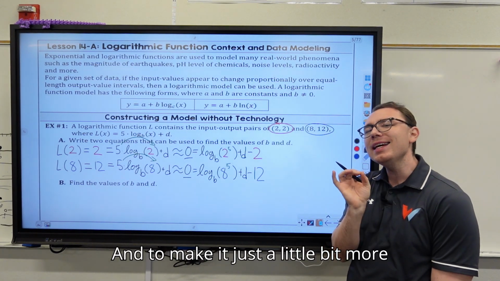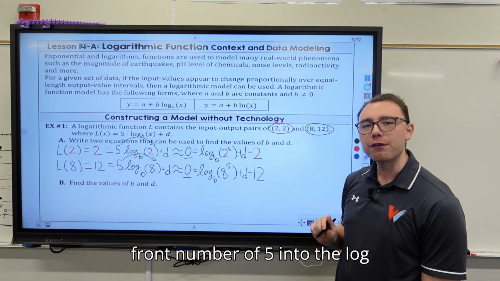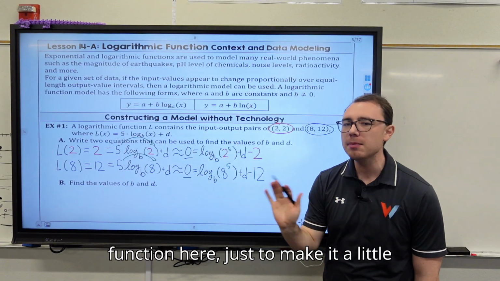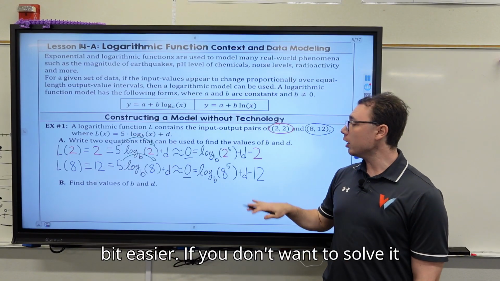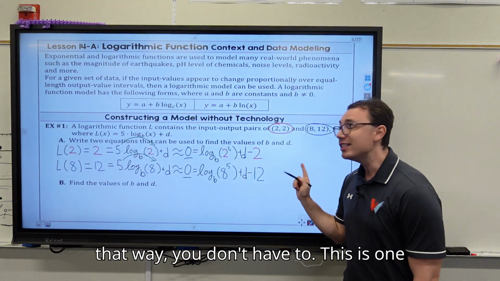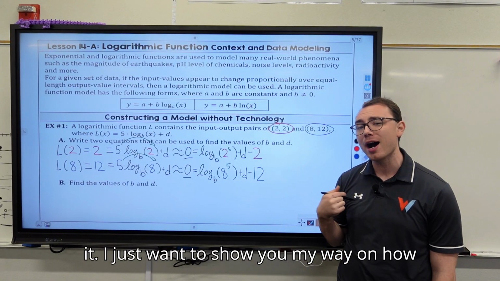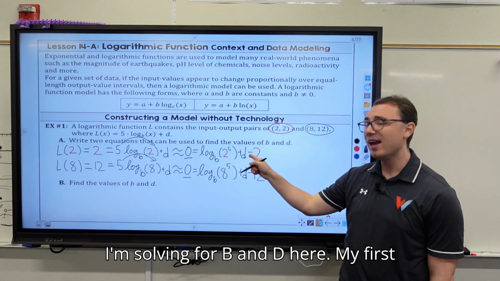And to make it just a little bit more compact, I'm actually going to move that front number of 5 into the log function here, just to make it a little bit easier. If you don't want to solve it that way, you don't have to. This is one of 3 different ways you could solve it. I just want to show you my way on how I'm solving for b and d here.